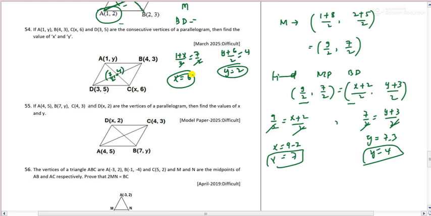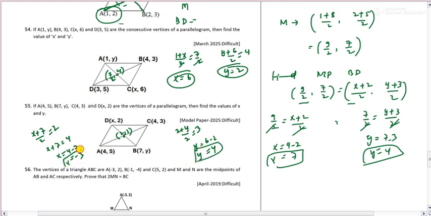Okay, let me see. X is 1, Y is 6, so 1 comma 6. This was 2 comma 2, and then (x plus 7) by 2 equals 2, and (2 plus y) by 2 equals 3. So x plus 7 is equal to 4, so x is 4 minus 7. It will be minus 3. And y will be 6 minus 2, it will be 4.